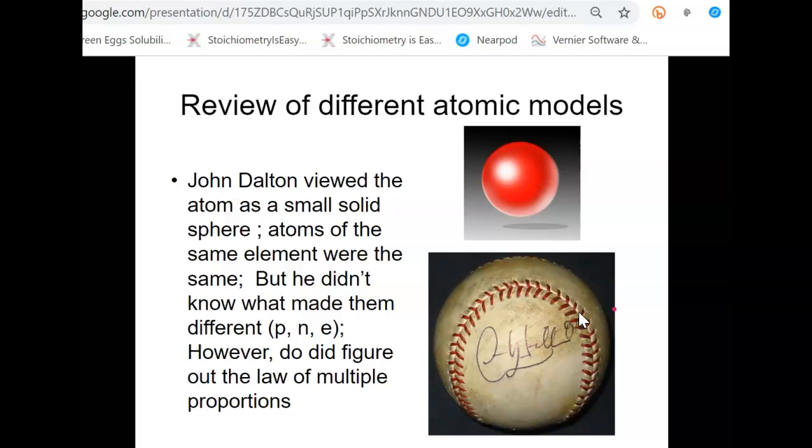He also came up with the law of multiple proportions. That means that he said that different compounds could combine elements in different proportions. And usually the same compound always had the same proportional ratio between its atoms. So in other words, water is always 2 hydrogens to 1 oxygen as the proportional ratio of its atoms.